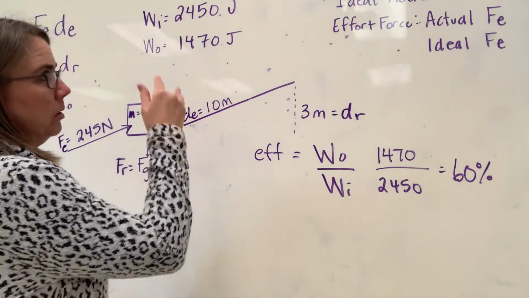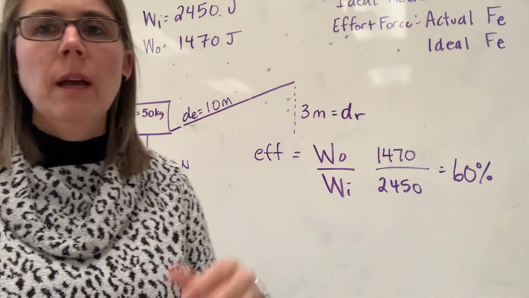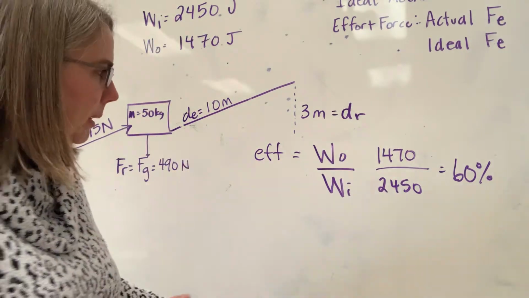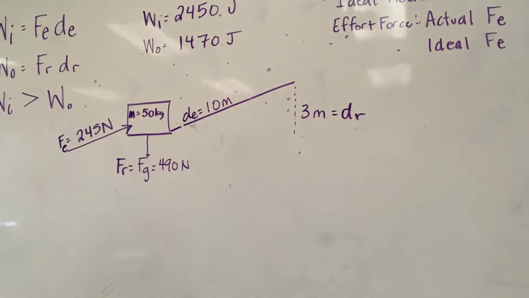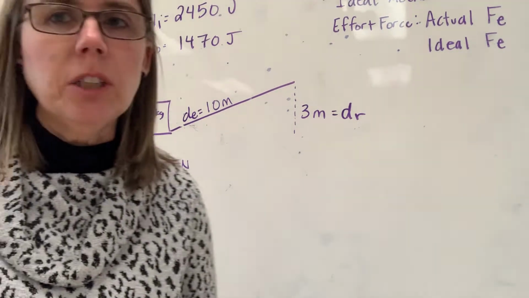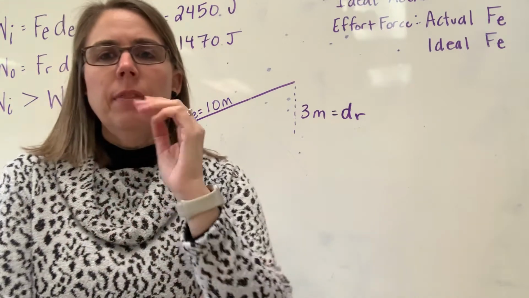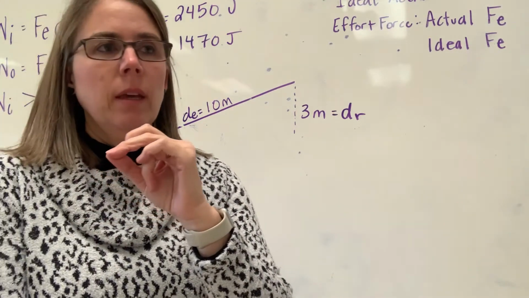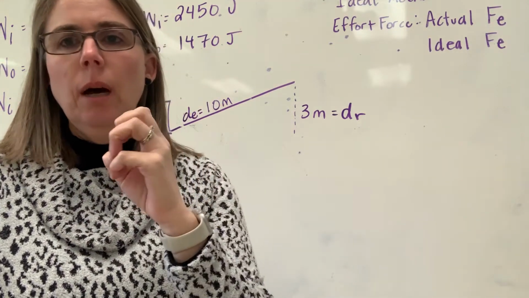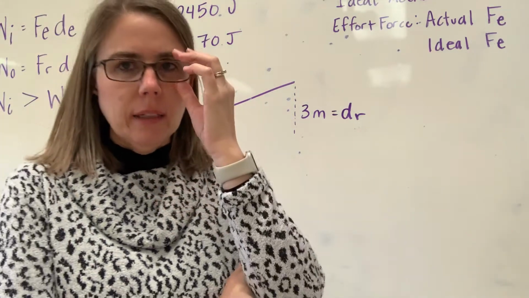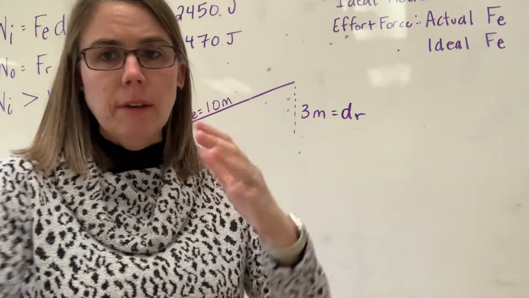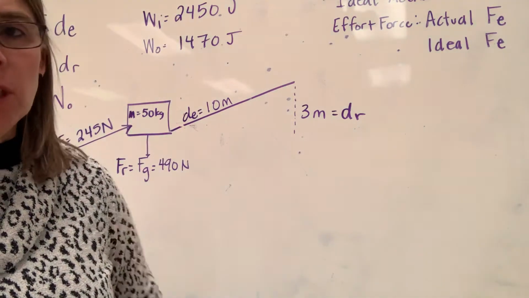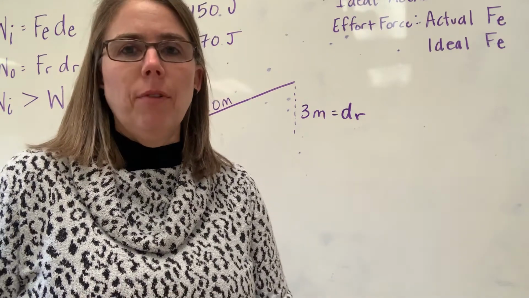And so that brings me to the next 2 words, mechanical advantage and ideal mechanical advantage. So I'm gonna erase this and look back at our problem. And so here's the definition of mechanical advantage. You ready? The definition of mechanical advantage, it's how much a machine multiplies your effort force. That's the definition. Mechanical advantage, how much a machine multiplies your effort force.